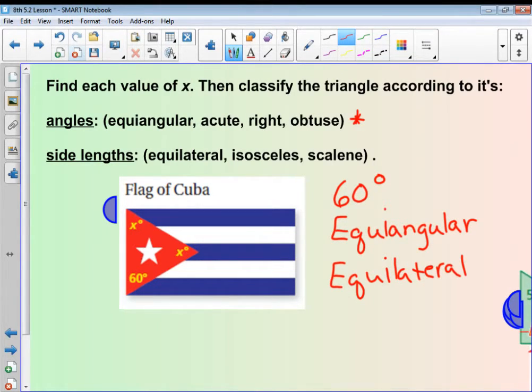Okay, so this one you should have ended up with x being 60 degrees. So we ended up with all of them being 60. So it became an equiangular as well as an equilateral triangle. This could also be considered an acute triangle, but most precisely named would be equiangular. That's it for this lesson. Good luck, and just remember the sum of the angles of a triangle is 180 degrees.